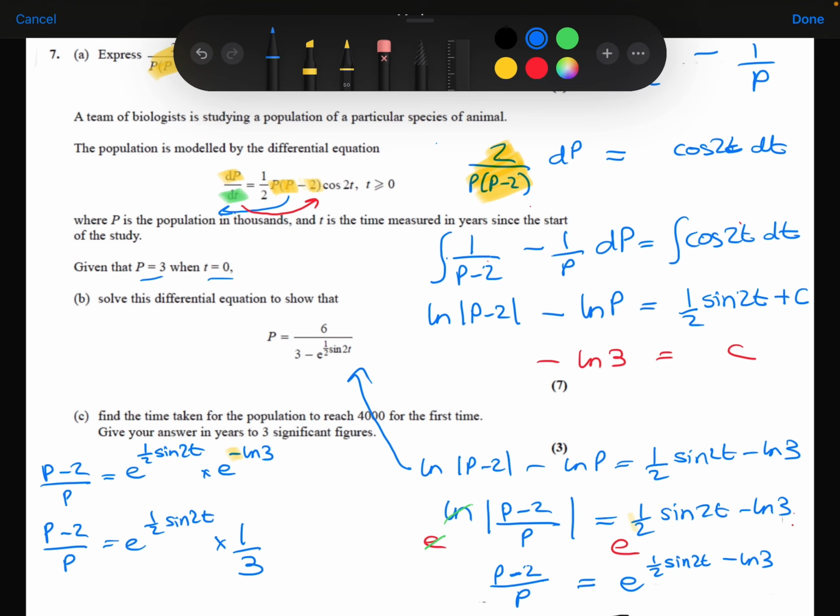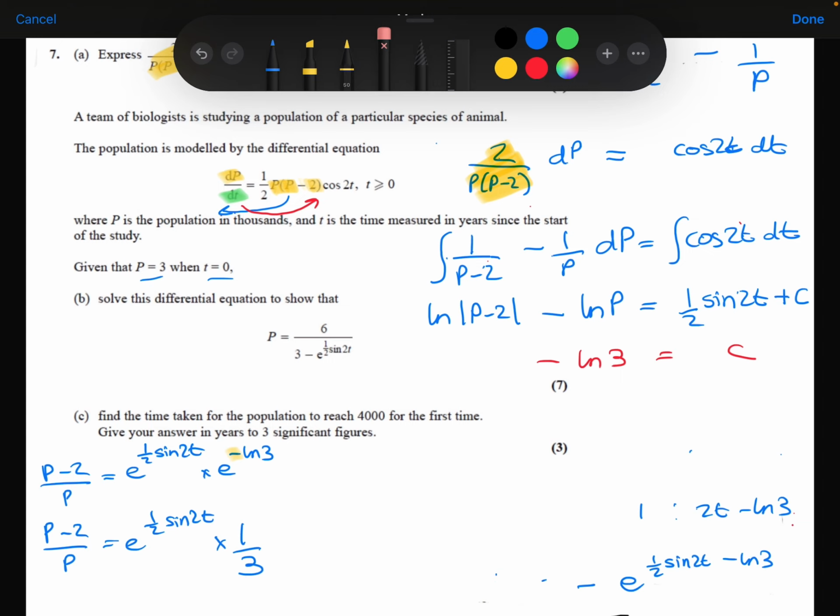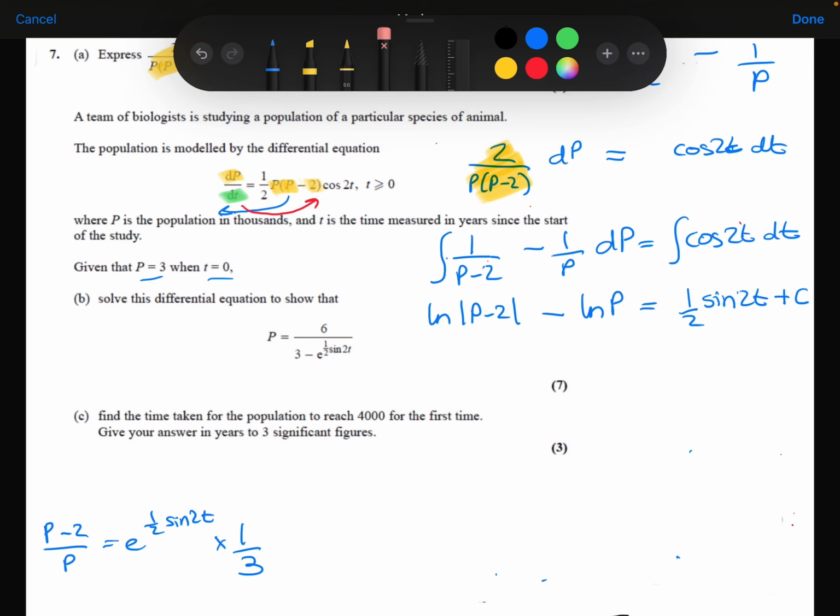Right. Next few stages, we're nearly there now. Remember what we're trying to show. We're trying to show that p equals 6 over 3 minus e to the half sine 2t. So the next stage of my rearranging, I think I'm going to times both sides by 3 just to get rid of that fraction. So if we times both sides by 3, we will get 3p minus 6 over p equals e to the 1/2 sine 2t.